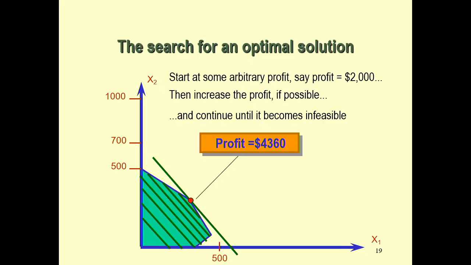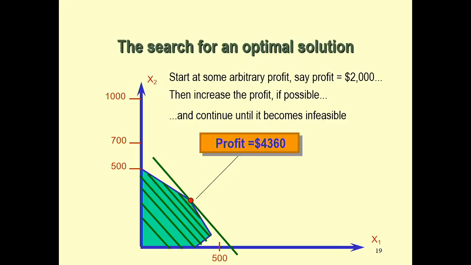And then the second part is about continuing until it becomes infeasible. So I want to take this profit line, which has the slope 8x1 plus 5x2, and push it out as far as I can until it no longer touches any of the feasible points. The last point it touches and still is feasible is that point. That's why an extreme point is always an optimal solution.